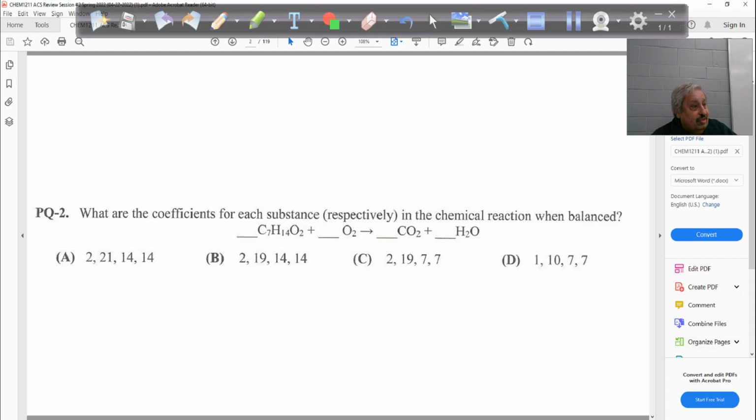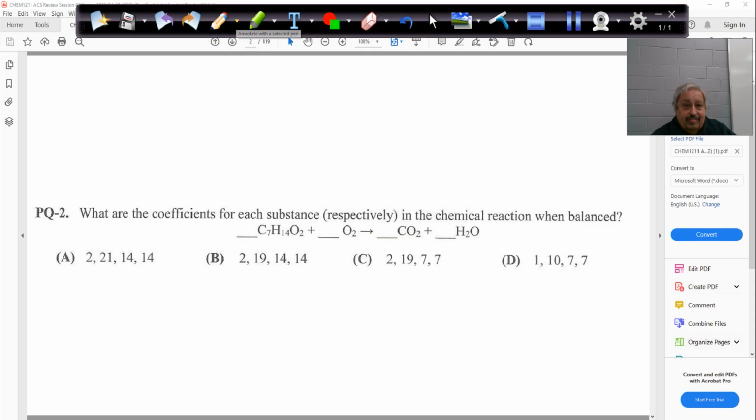I'll give you 1 minute to solve, and then we'll start doing them together. Okay, guys? Everybody can do it? The first one. So what should I do first, you think? What should I do first here? What type of reaction is this to begin with?